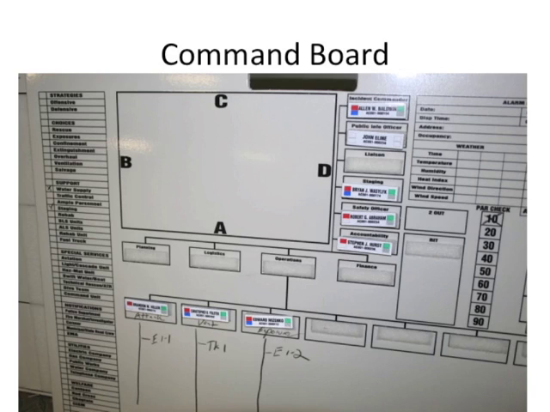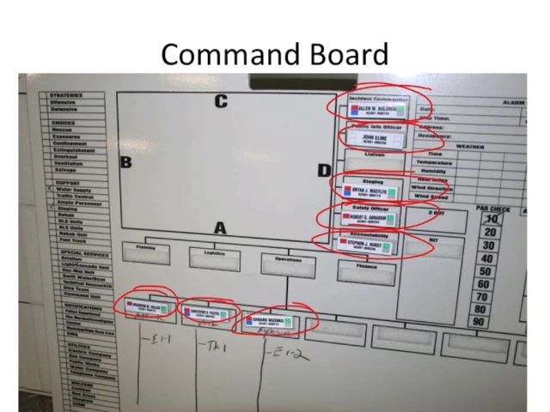So here we have an example of a command board in action. We have an incident commander, a PIO, staging officer, safety officer, and an accountability officer. At this point, we have three groups that are assigned and working on the incident. Okay, we have an attack group, a vent group, and an exposure group, each with units assigned.